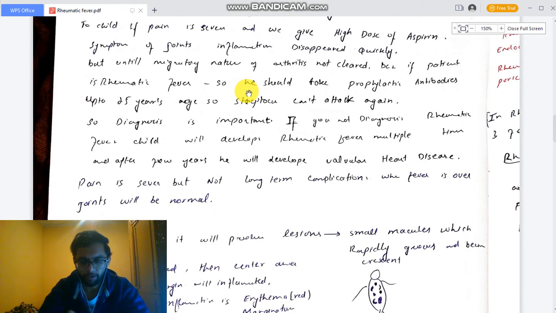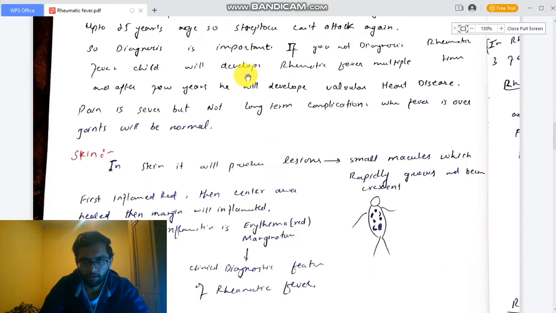And if the rheumatic disease or the antibodies attack the myocardium, it causes dilation of the left ventricle, and later on there is congestive heart failure, and the patient may die from this congestive heart failure because the heart will fail. Next, the joint pain is severe but there are no long-term complications. When the fever is over, the joints will be normal. The CNS will also be normal after the rheumatic fever, and the joints will also be normal.